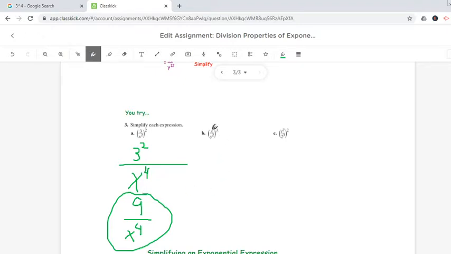Okay. So for b, x over y squared, to the third. So we have x cubed, then 2 times 3, 6. So y to the 6th.